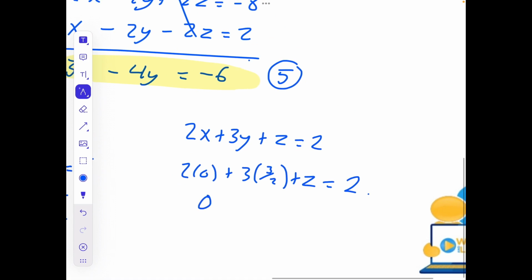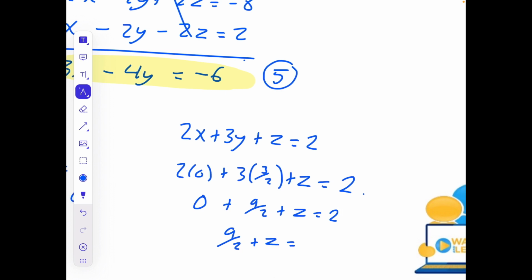Now 2 multiplied by 0 will be 0. 3 over 2 multiplied by 3 will give me 9 over 2. Plus z is equal to 2. So we've got 9 over 2 plus z is equal to 2. Z is equal to 2 minus 9 over 2. Z is equal to minus 5 over 2.